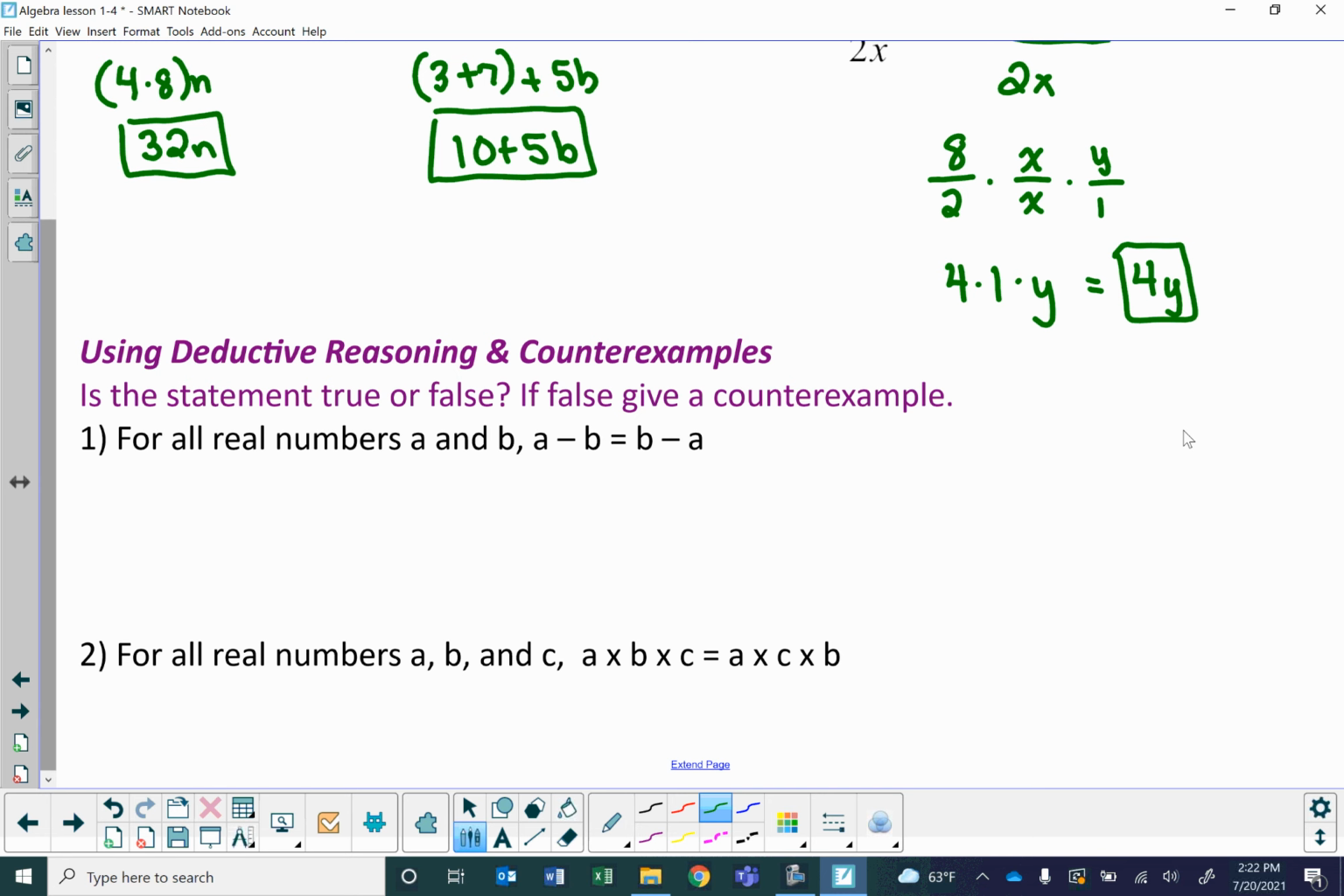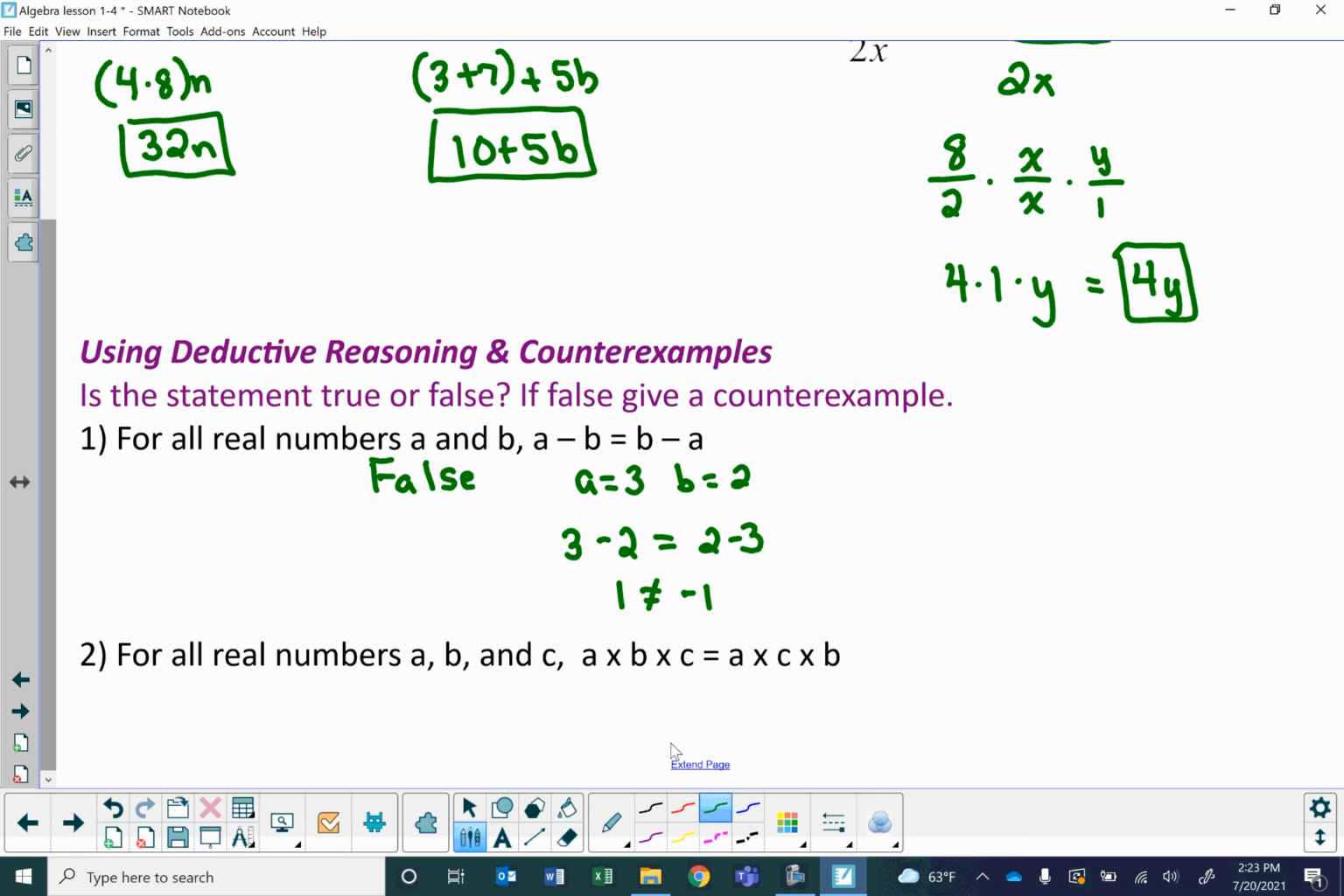I'm looking at that thinking, well, that's definitely false because I just think of the numbers 3 and 2. If I let a equal 3 and b equal 2, then I have 3 minus 2 is supposed to equal 2 minus 3. Well, 3 minus 2 is 1, but that does not equal 2 minus 3, which is negative 1. So there's my counterexample. I can just give you an example, and I could use any two numbers I want that would show that it is a counterexample. I could use 10 and 6. As long as you can find one counterexample, you have proven something to be false.